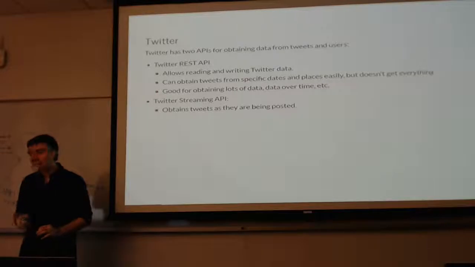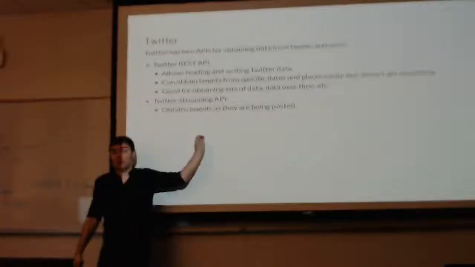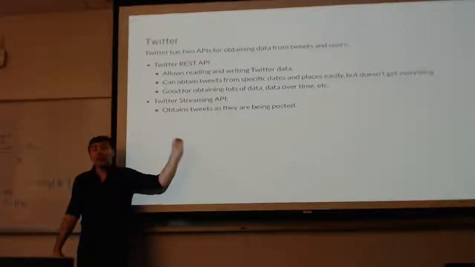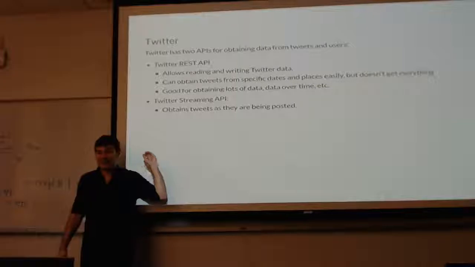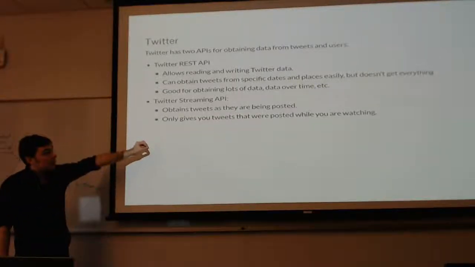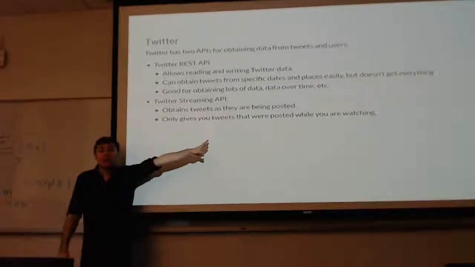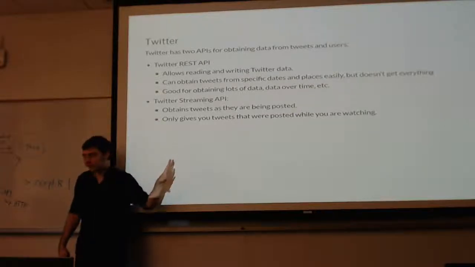The Twitter Streaming API obtains tweets live as they are being posted. It is like a live faucet of whatever is presently being sent to Twitter. It just is also then sent to you. So it only gives you tweets that were posted while you're watching it. So while the connection is open, it's downloading tweets. But it's like a faucet. It's basically giving you everything, more or less, almost everything.